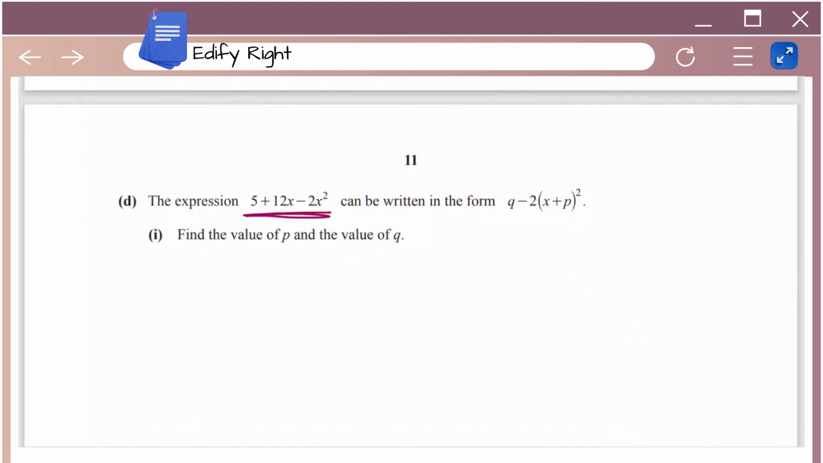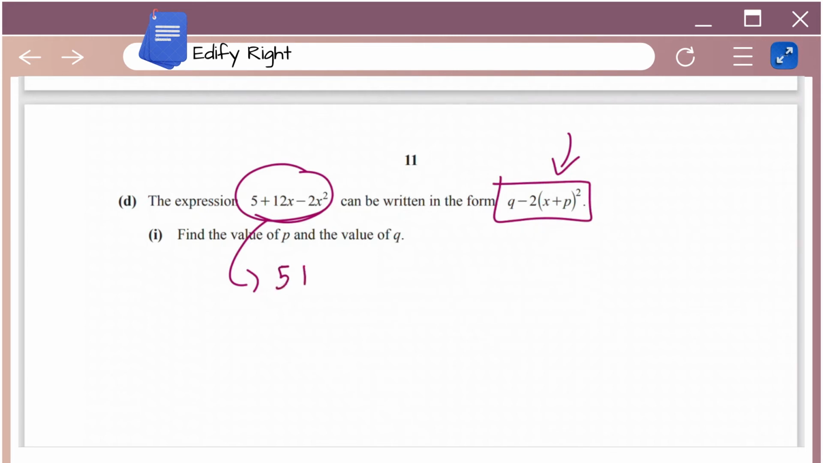Next we have the expression 5 plus 12x minus 2x square, which can be rewritten in the form q minus 2 times (x plus p) whole square. Find the value of p and the value of q. Alright, now let me take this expression and manipulate it in such a way that I end up with an expression in this form. So let's do that. The first thing I'm going to do is take 2 common in these two terms, because both of them are divisible by 2.